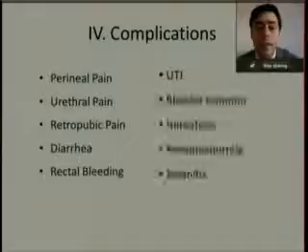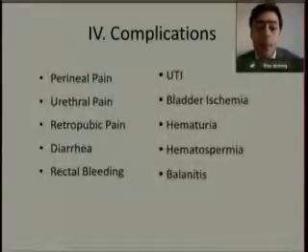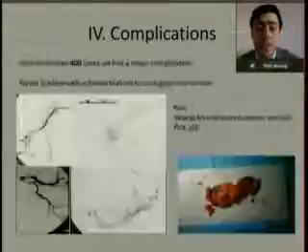Next. So the possible complications of this procedure are cranial, urethral, and retroperitoneal pain, diarrhea, rectal bleeding, infection, bladder ischemia, hematuria, hematospermia, balanitis. These are the possible complications. We didn't have all of them. Next.